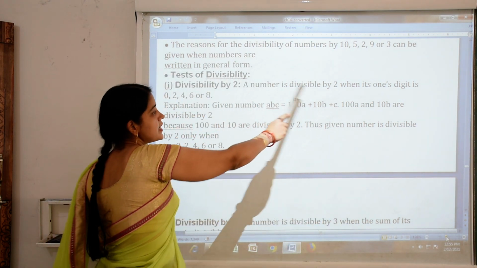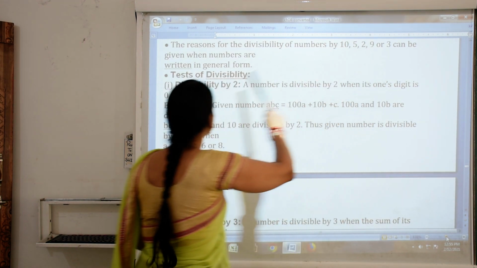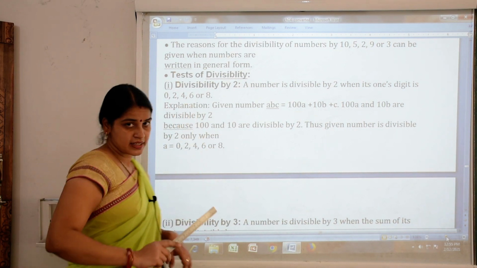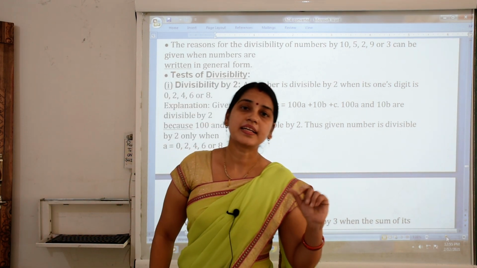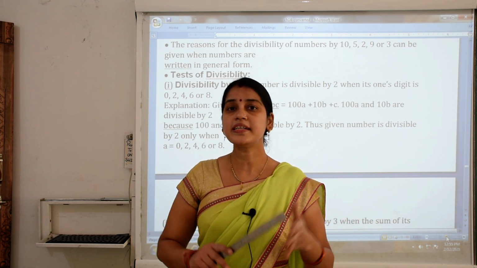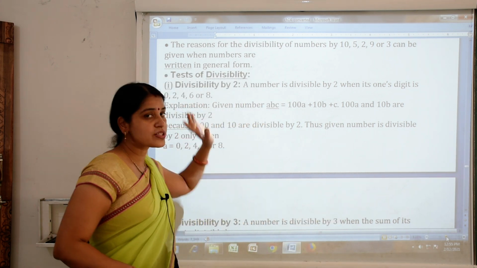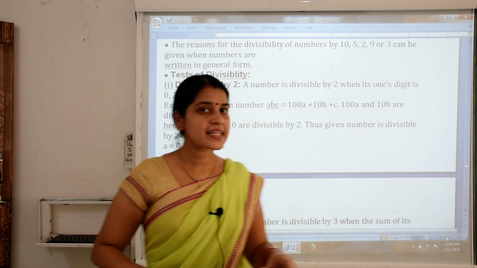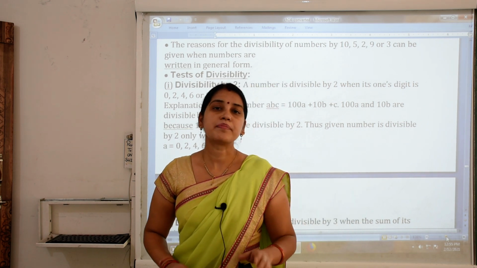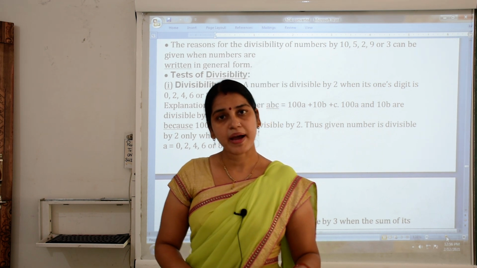A number is divisible by 2 when its ones digit is 0, 2, 4, 6 और 8. ठीक है. If it is a 2-digit number or 3-digit number and its ones digit is either 0, 2, 4, 6 और 8. अब ये 0, 2, 4, 6, 8 क्या है? Even numbers. It means if the ones place number is an even number, then the given number is divisible by 2.